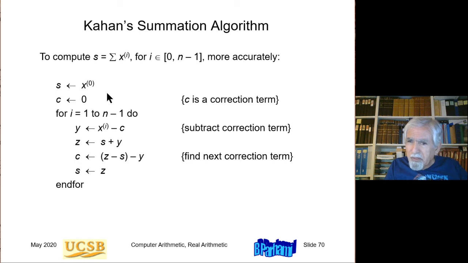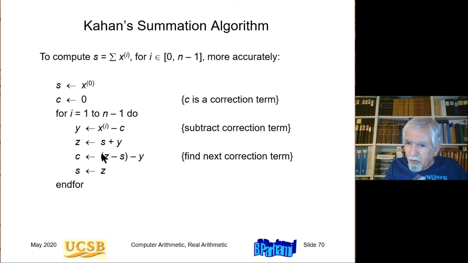So when you want to add two floating point numbers, or a bunch of floating point numbers, x0, x1, x2, and so on, you start with the first number. In each step, you have a correction term from the previous iteration, C. You incorporate that correction term, and whatever y you get, you add it to the running total, call it z, and then find the correction term for the next step by doing this.